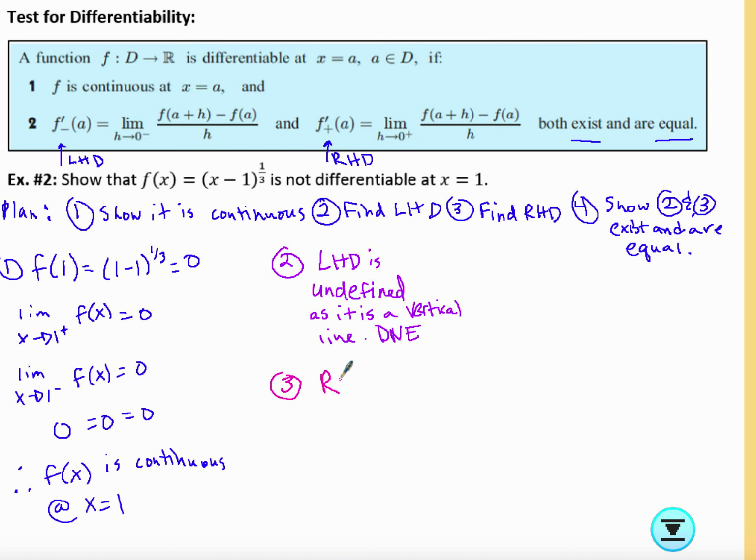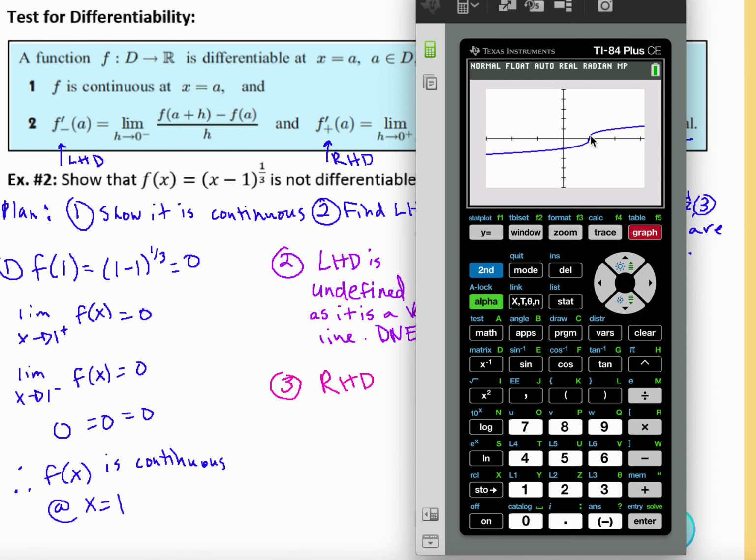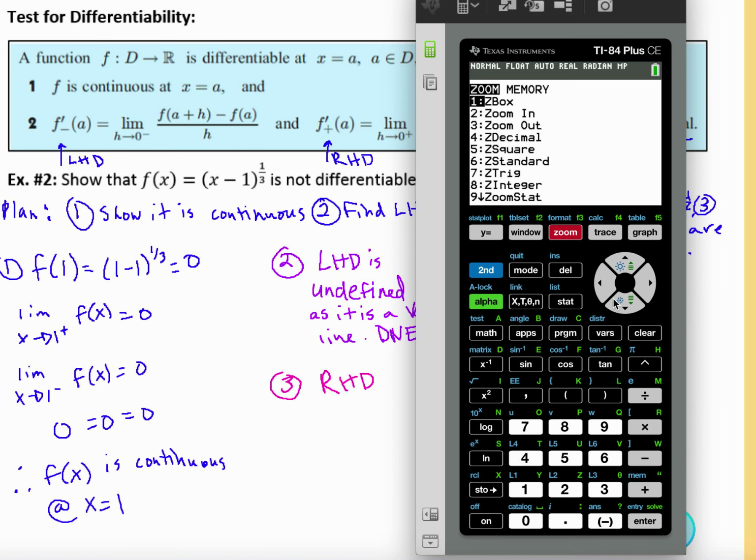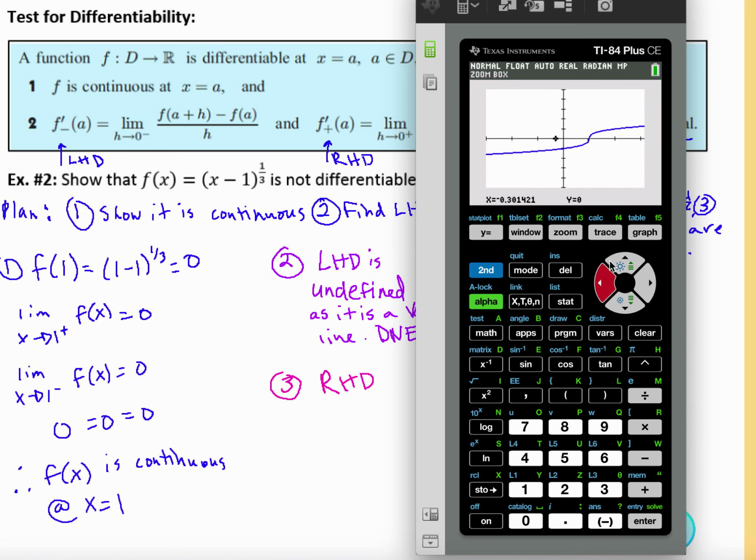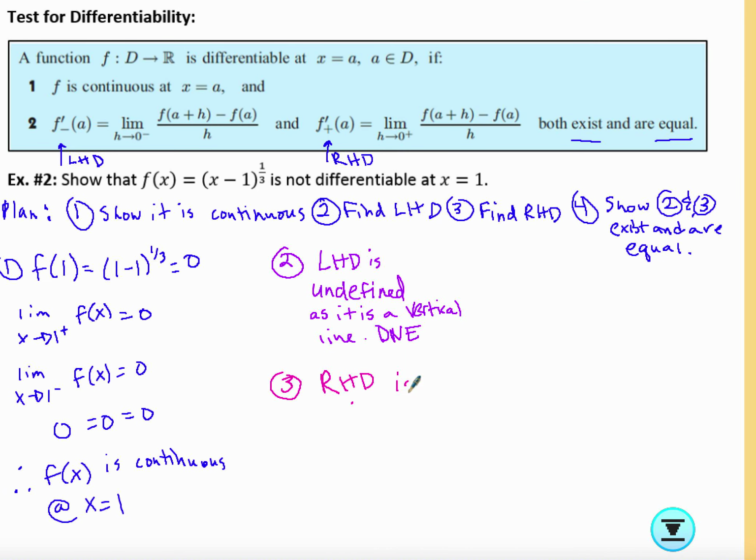And similarly, if I come at this graph from the right-hand side, I see that as I approach 1, I also have that vertical line. And I can zoom box this thing. Zoom box is my favorite way to zoom in. I'm going to get a little closer and see what's really going on here. Yep, you can kind of see that vertical line. Maybe zoom box it again. You can really see that vertical line now. So this is also undefined.